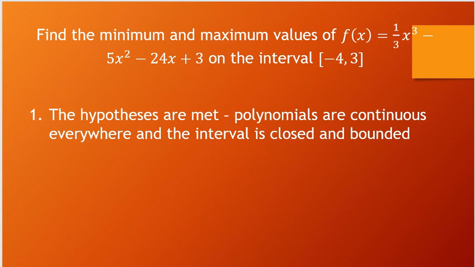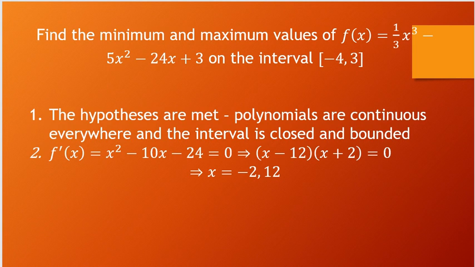Now I need to differentiate f, set it equal to 0, and then solve for x. When you differentiate f, you get x squared minus 10x minus 24. Set this equal to 0, and we factor that quadratic there. It breaks down to x minus 12 and x plus 2, which means that the two x values which make this product equal to 0 are -2 and 12. So this is the end of step 2. We found our stationary points, those stationary values.